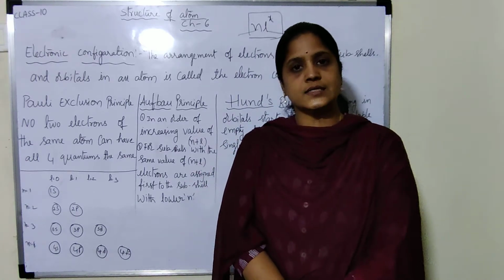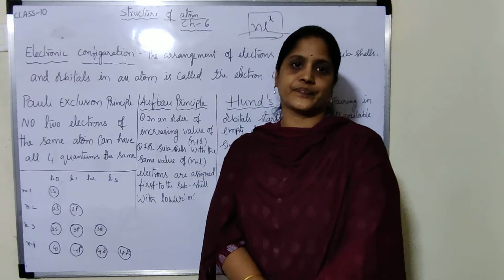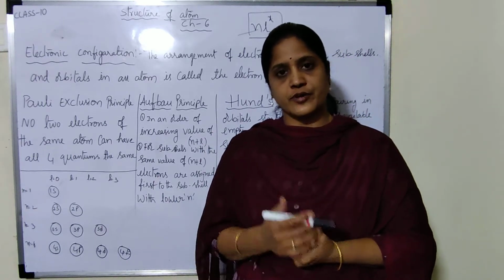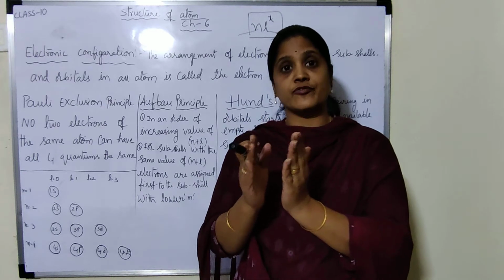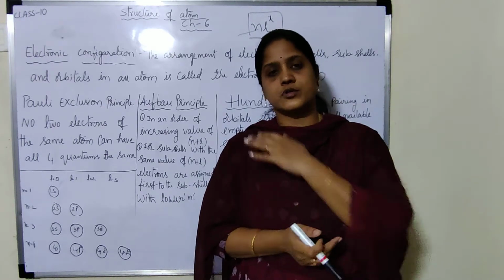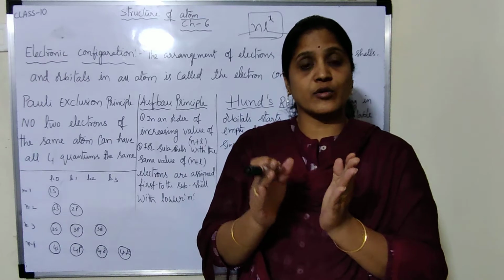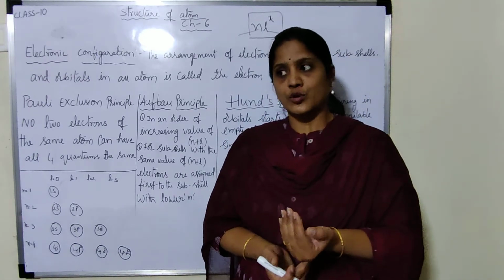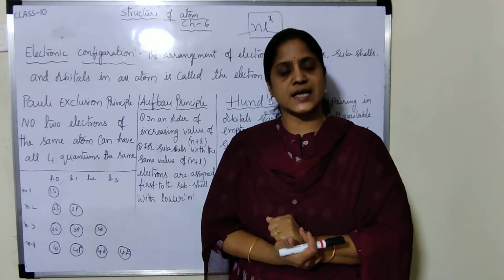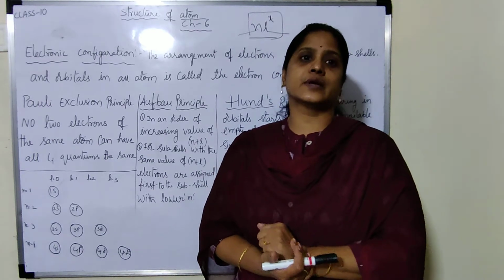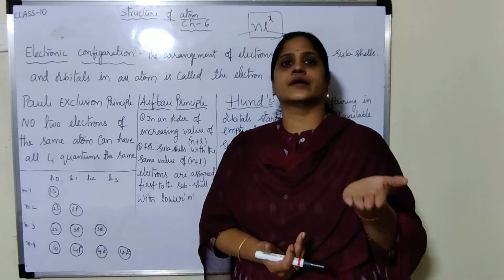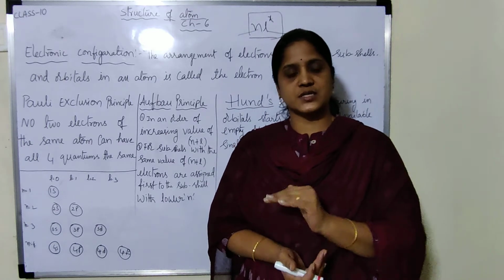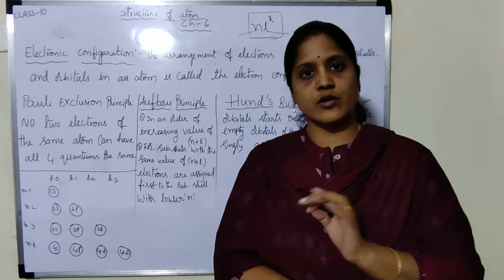So first, what is an electronic configuration? Different atoms have different numbers of electrons. For example, sodium has 11 electrons. So how are these 11 electrons arranged in an atom? To know the distribution of these electrons in the main orbits, shells and orbitals, the distribution of the electrons is known as electronic configuration.